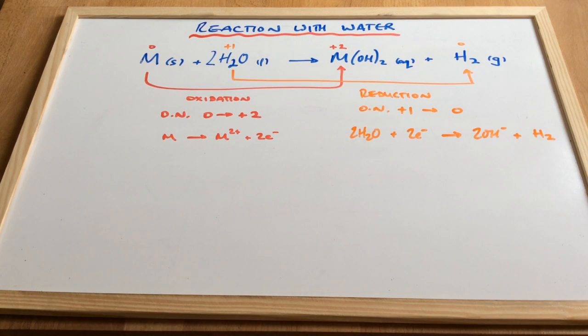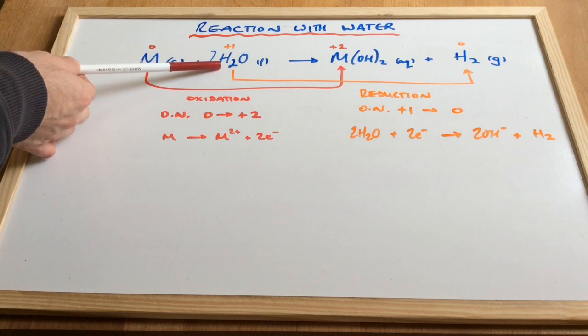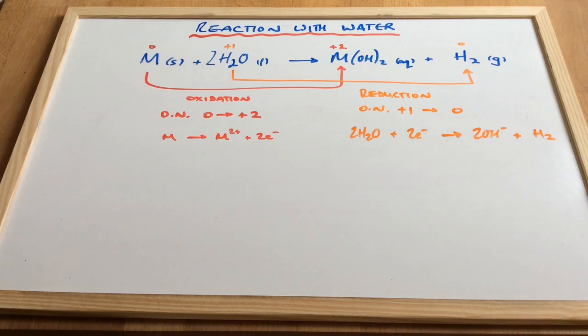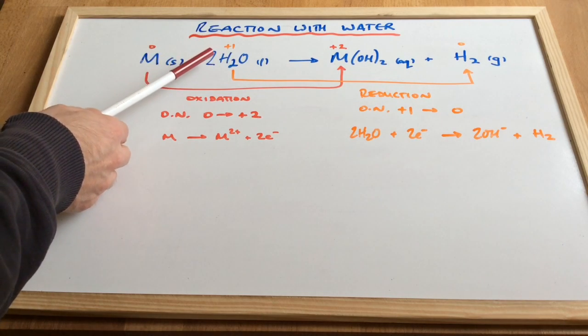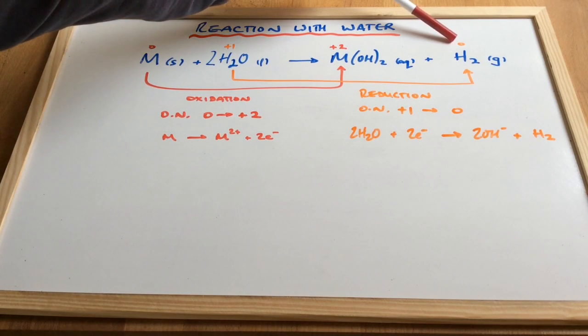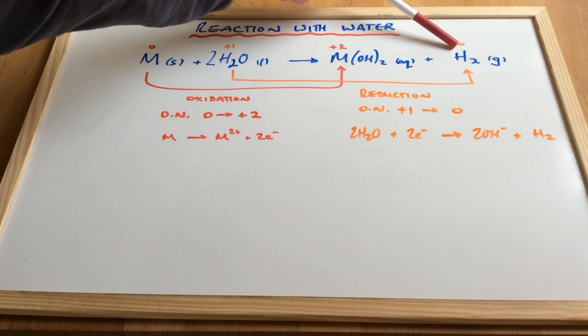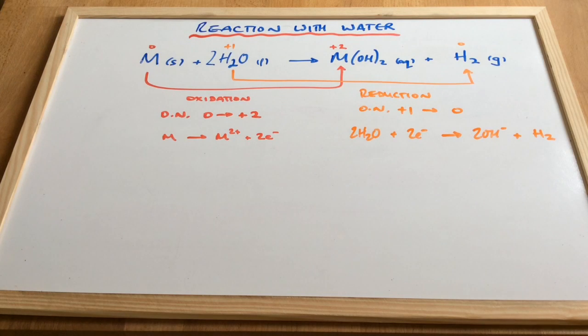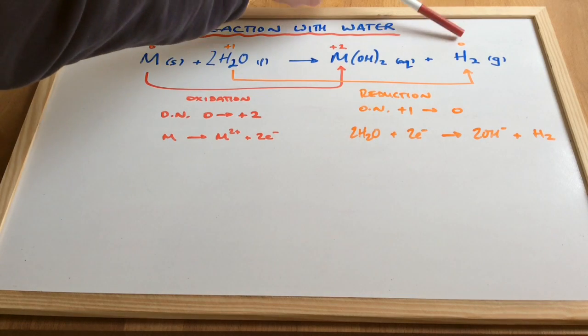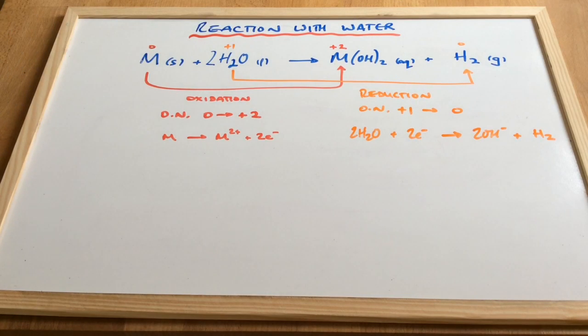The reduction process is a little bit more complicated to explain, so I'll do my best here. We've got 2 moles of water in the equation. Water contains 2 hydrogen atoms covalently bonded to the oxygen, and what happens is one of them is reduced and becomes a hydrogen atom. So if you have 2 of those in proximity, they will covalently bond and form an H2 molecule. So there's your reduction process there, going from +1 to 0 by the gain of that electron.